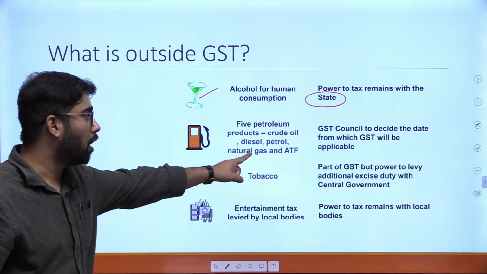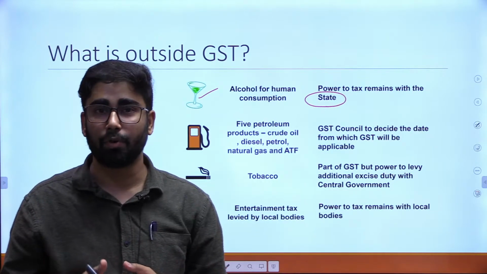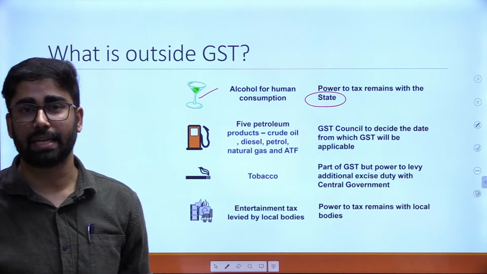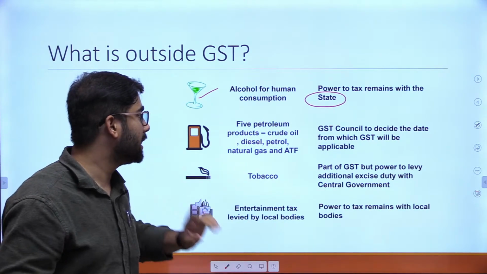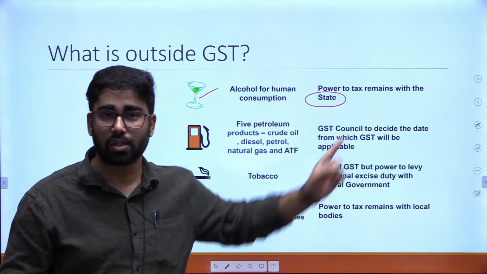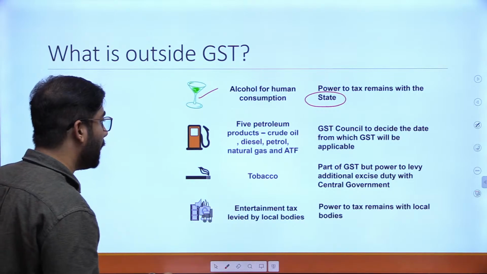5 petroleum products, ये GST काउंसिल डिसाइड करेगी कि when we have to introduce these products under the ambit of GST. The power is with the GST Council. This was mentioned under the Constitution of India. वो संविधान में मेंशन्ड है, ये GST काउंसिल के पास पावर है कि कब इंट्रोड्यूस करना है.